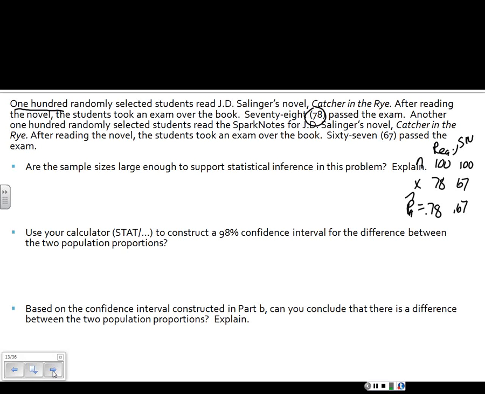So in the first group, 78 said yes. That's out of 100, so 100 minus 78, or 22, said no. And in the second group, 67 said yes. And since there were 100 total, 100 minus 67 is 33. And so what you're looking at is, are all of these yeses and nos greater than 5? And so they're all greater than 5. So the sample size is large enough.